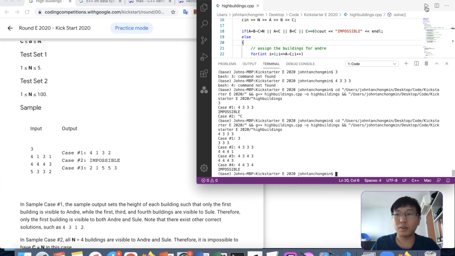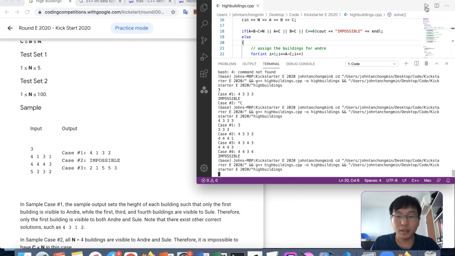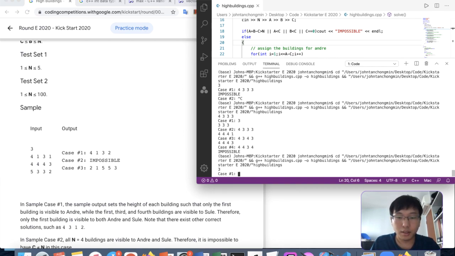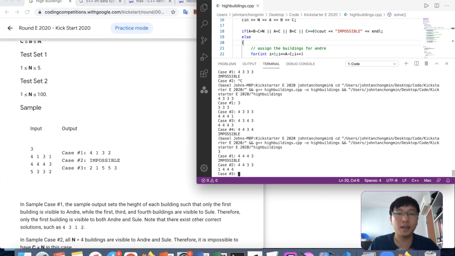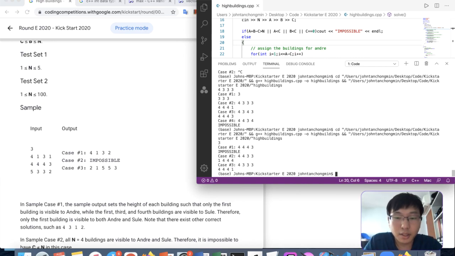Okay, so that's not possible. That's correct. Let's try again. 4 4 4 3. Okay, 4 4 3 3, yeah, it works. It's now only the 4 3 3 3 case that is not correct.